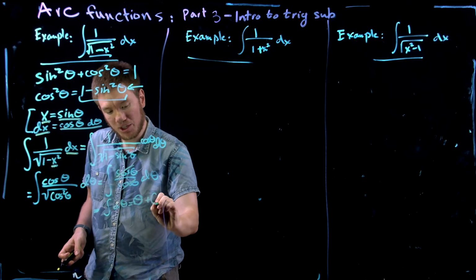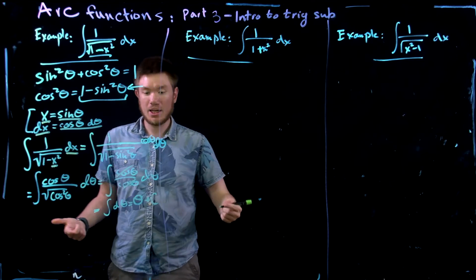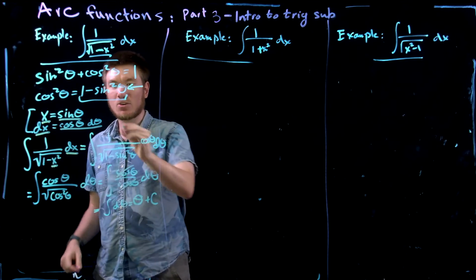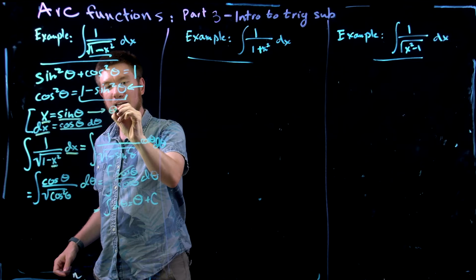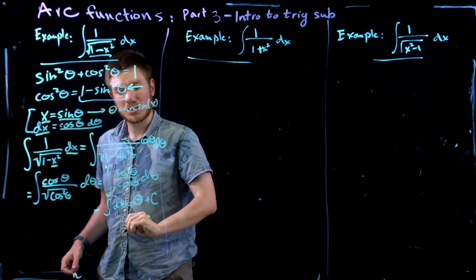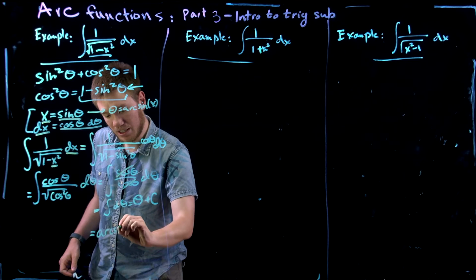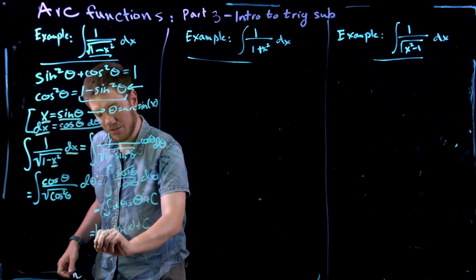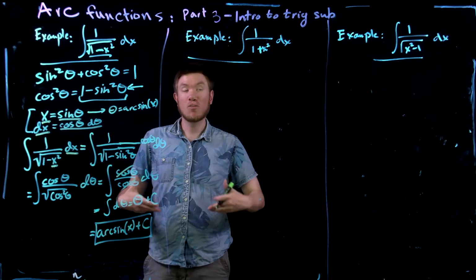theta plus c. Now we're not done yet, because we still want our answer to be in terms of x. In this case, we know that if x is sine theta, then theta is arc sine of x. And so, for our final answer, we should have arc sine of x plus c, which is exactly what we know from Calculus 1.